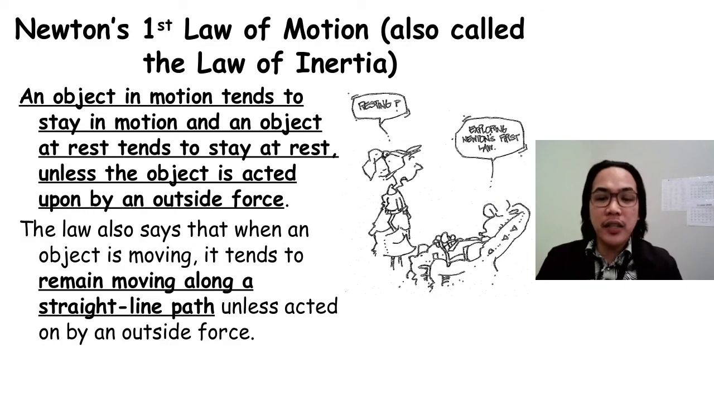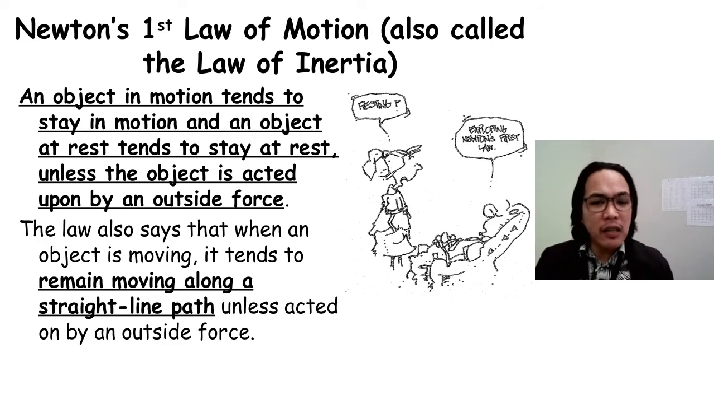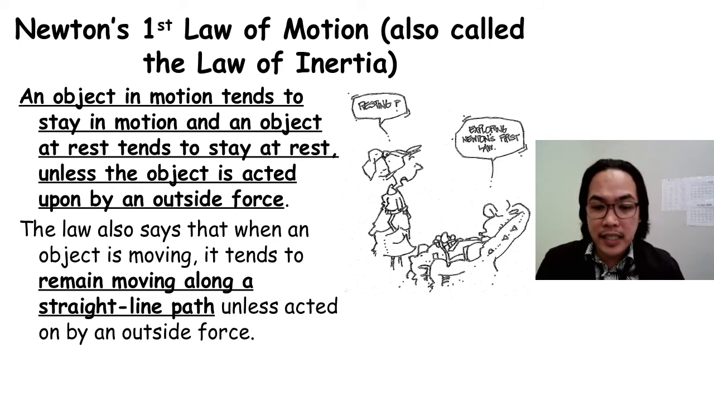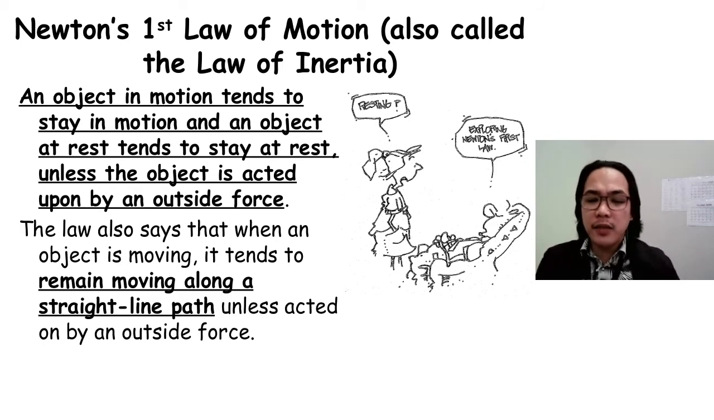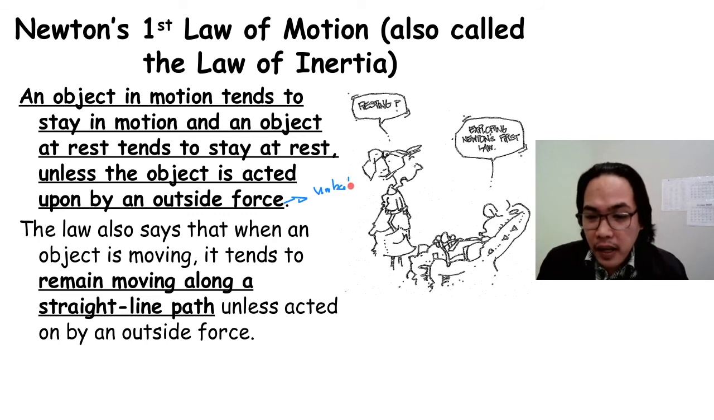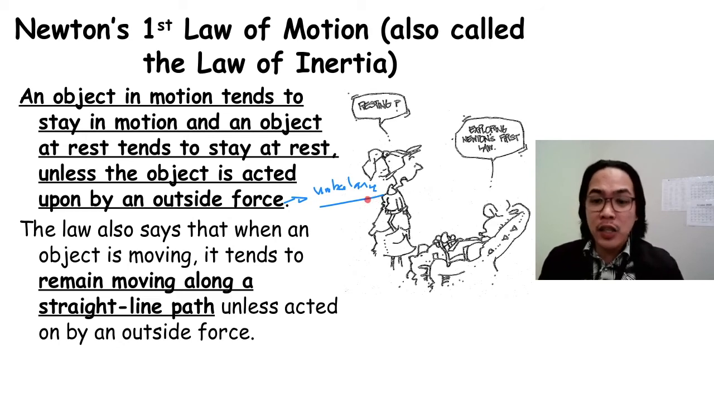So now that you know what inertia is, and we know that inertia is a tendency to keep doing what it is doing, how can we make changes to it? That's where Newton's first law of motion came into existence. And we call it the law of inertia because it basically deals with inertia. So your first law of motion states that an object in motion tends to stay in motion and an object at rest tends to stay at rest unless the object is acted upon by an outside force, which is your unbalanced force. So in order for you to make changes to the object, you need to apply an unbalanced force.